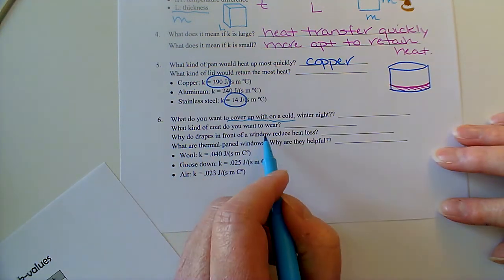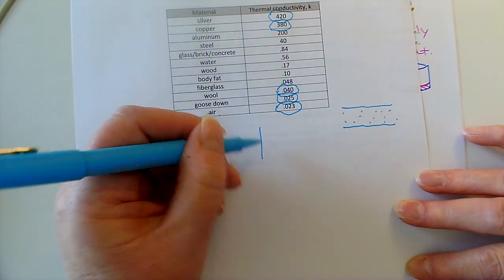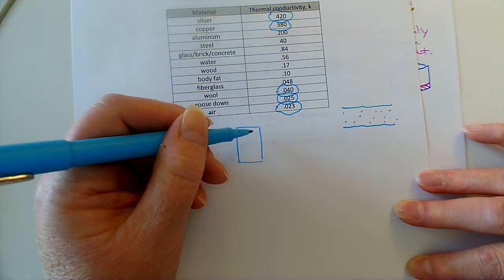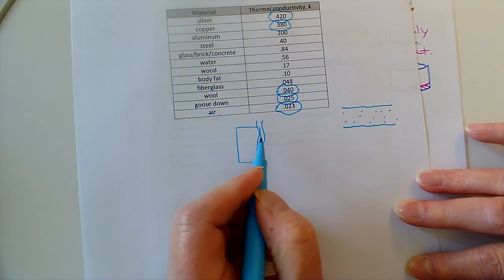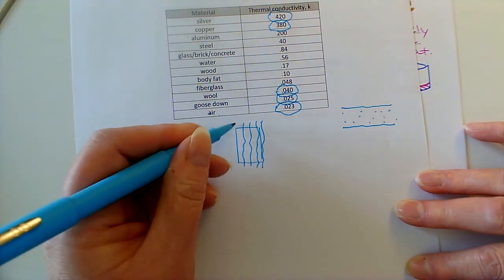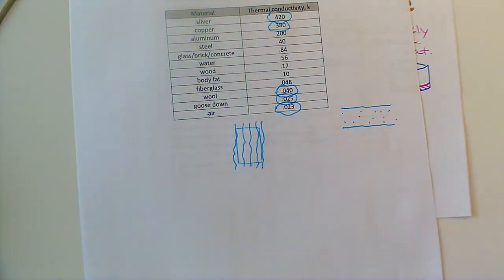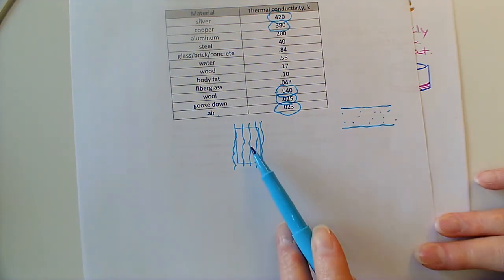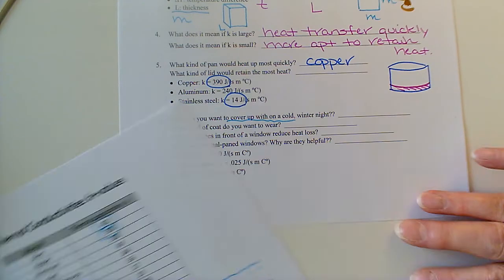Why do drapes in front of a window reduce heat loss? Drapes. So I'll draw a window here. And when I have my drapes in front of the window, there's an air pocket between the drape and the window. So if I have all my drapes closed like this, again, it's kind of like the comforter, and the fabric itself, especially if it's a thick fabric, can be insulating, but on top of just the insulation of the fabric, you have the air pocket that you've created as well. So that means hang your drapes a little bit out from the window, not smack on top of the window.